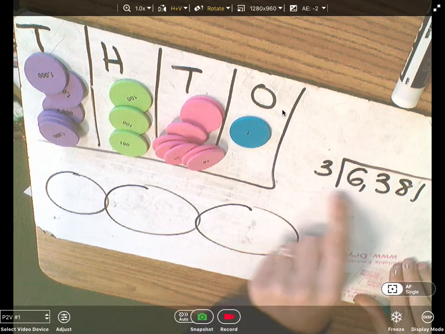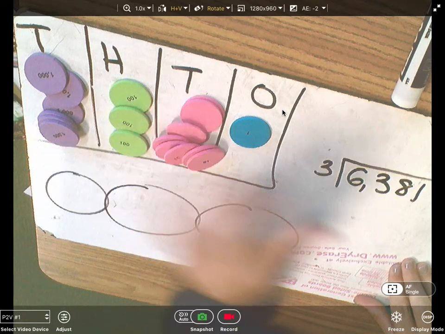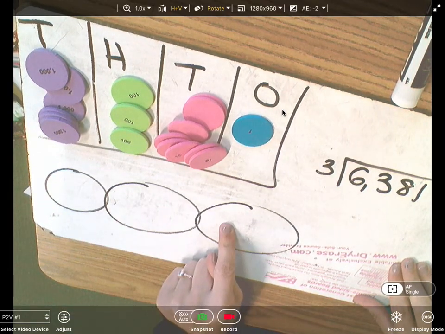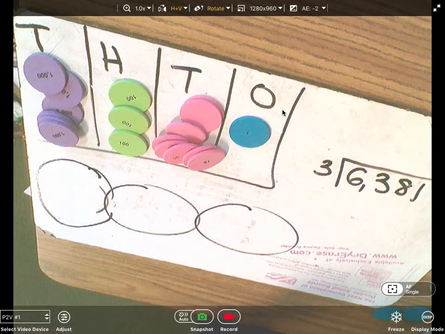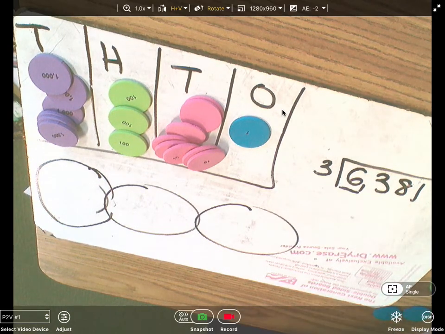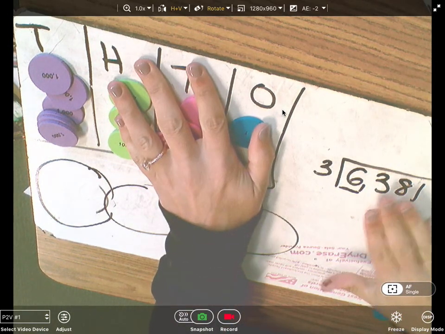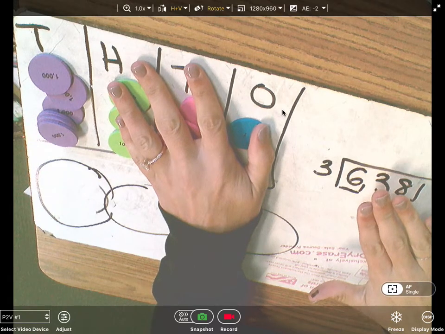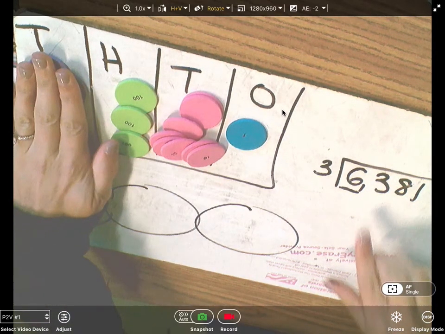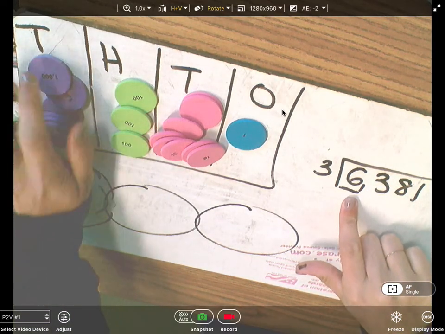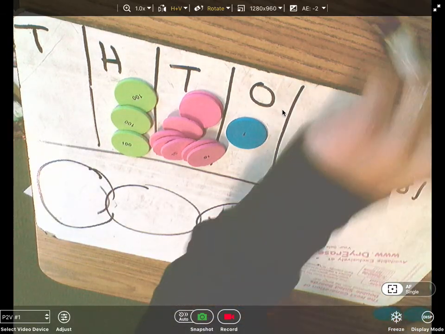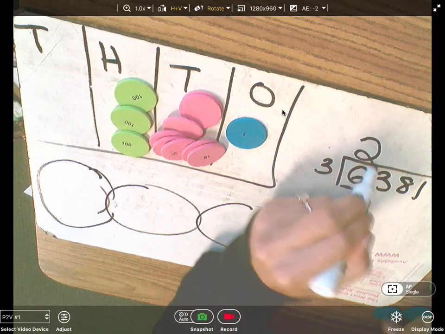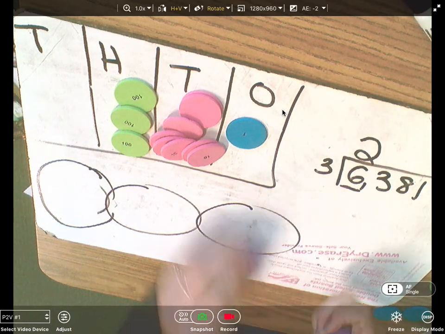There we go. So I have 6,381, and I have my 3 different groups that I'm dividing it into. I'm going to make this one a little bit bigger. Again, I'm starting in my thousands place right here, and I'm going to divide up my 6 thousands. I still have 381. I'm just ignoring this for now because I'm not ready to divide those evenly. So I'm just going to take my 6 thousands. If I have 6 thousands and I'm dividing it by 3 people, I know 3 times 2 gets me to 6. So that means that everybody is going to get 2 thousands.